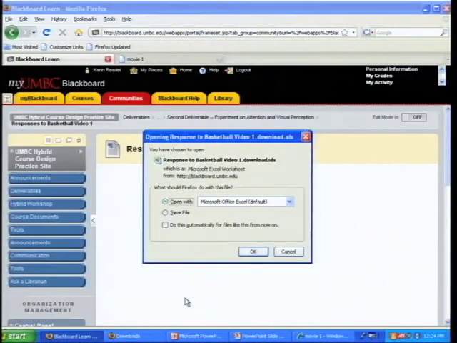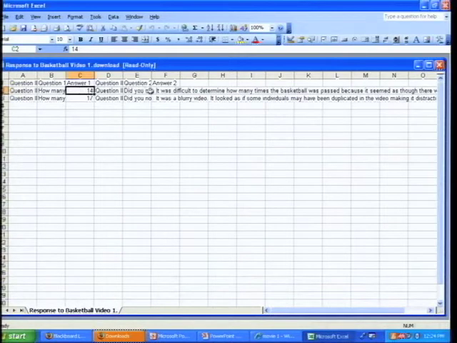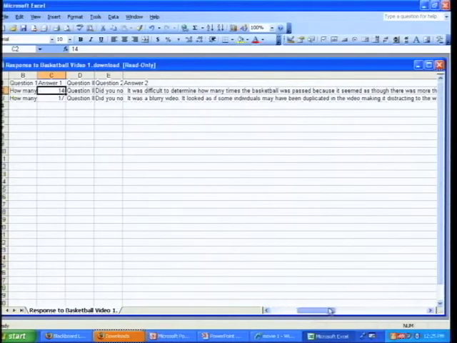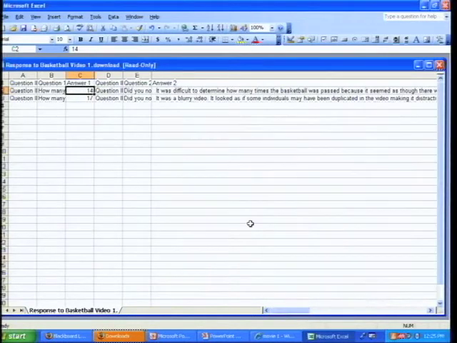That would also come up when they have completed the second time through. So this tells you this was in the very first survey that they took, when it asked how many times the ball passed. One person said 14, and this is kind of hard to read. And did you notice it? It said it was difficult to determine how many times the basketball was passed because it seemed as though there was more than one basketball. It was a blurry video. It looked as if some individuals might have been duplicated in the video. So they were explaining why they didn't see it the first time.